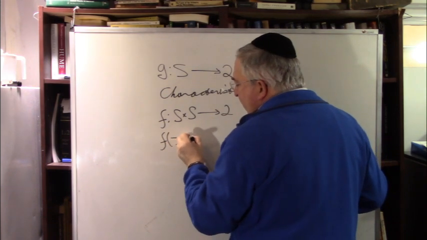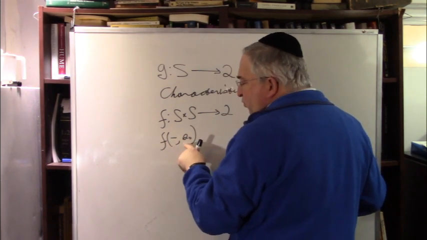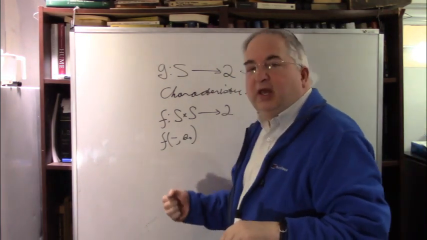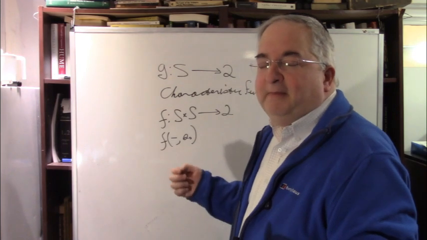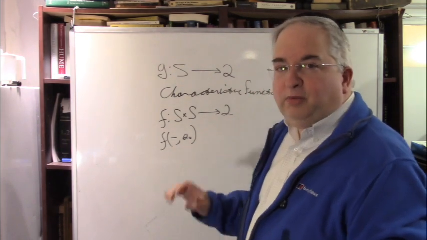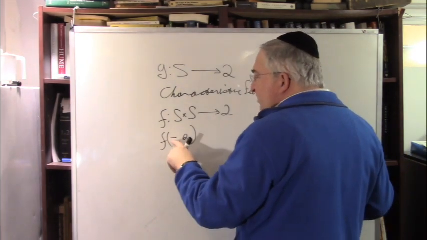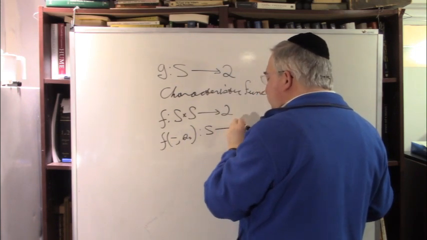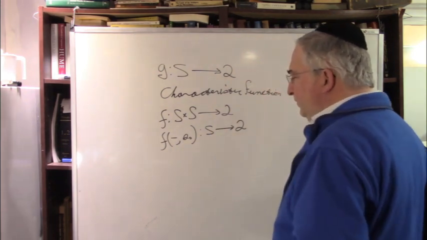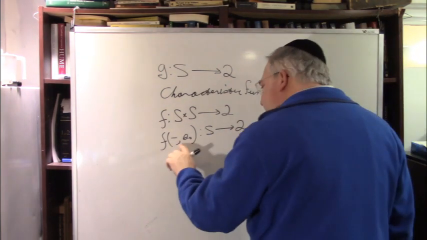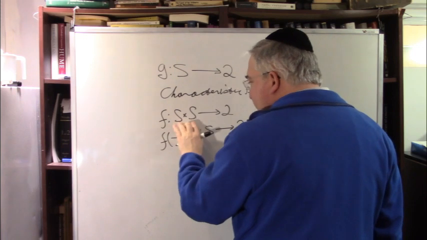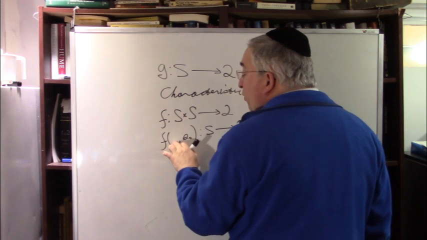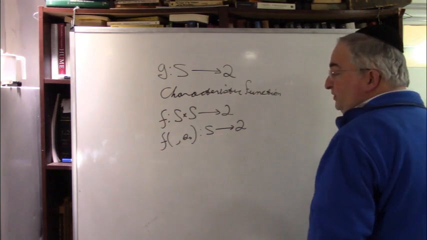Let's say I fix one of the elements here. In computerese, I make this hardwired. I put in one of the elements, and there's still an input left over. So this is a function also from S to 2. This function accepts two inputs, but if you fix one of them, you still have one left, and that's a function from S to 2.